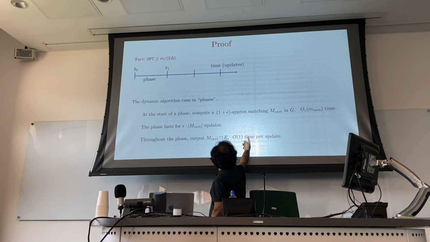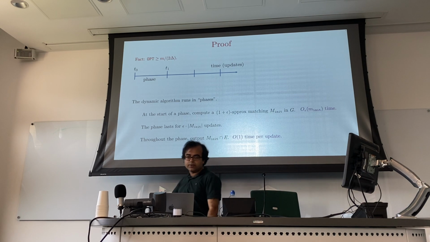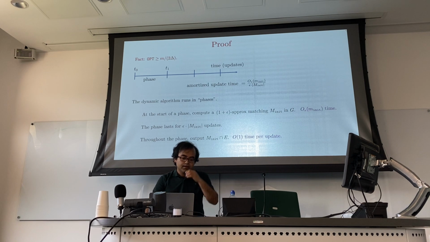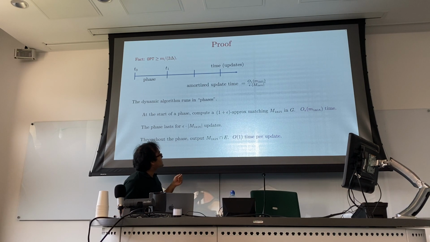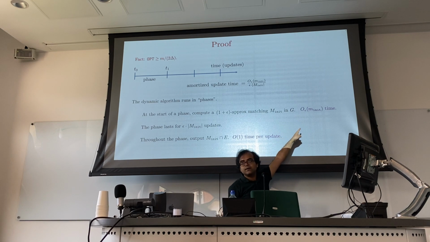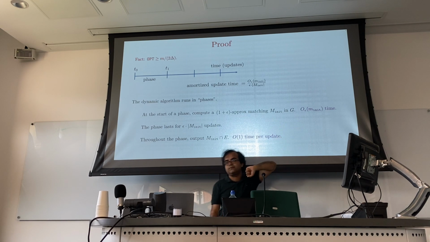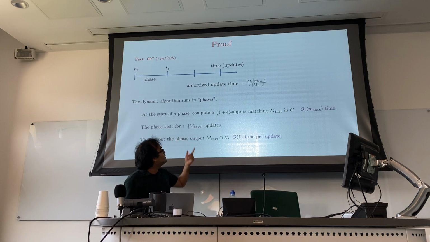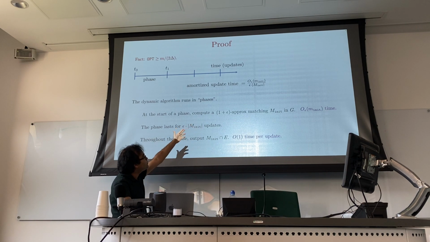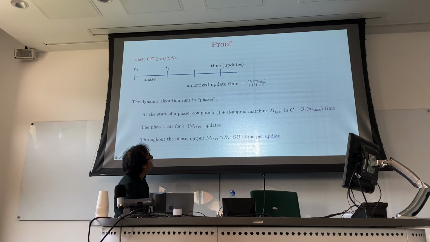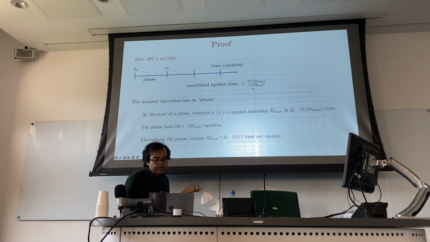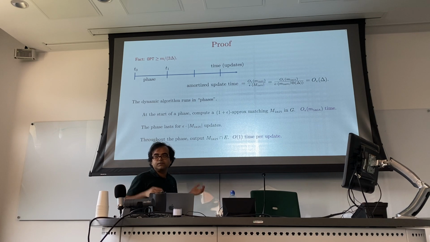Now, what is the update time during a phase? During a phase, you are not doing anything, so your update time during a phase is constant. Your amortized update time is just the time you spent at the start of the phase divided by the length of the phase, the number of updates in the phase. And what is this quantity? The number of updates in the phase is epsilon times capital M init. And we have already argued that this is at least the number of edges in the graph divided by delta. So these two things cancel out and you just get order delta. This is your update time.